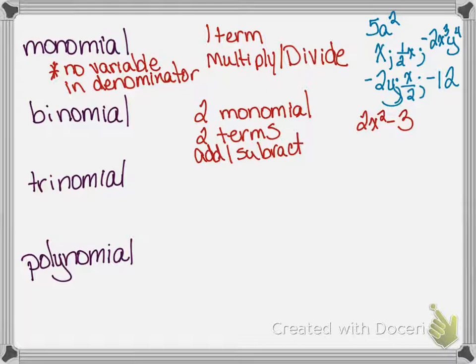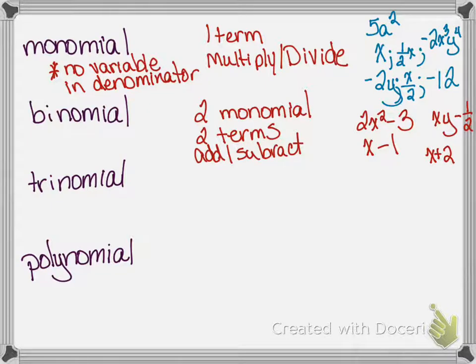2x squared minus 3, binomial. X minus 1, binomial. XY minus 1/2 is a binomial. Fractions are allowed as long as you don't have a variable in the denominator of the fraction. We FOIL binomials, so you're going to see lots and lots of binomials. If a monomial is one term, a binomial is two terms.